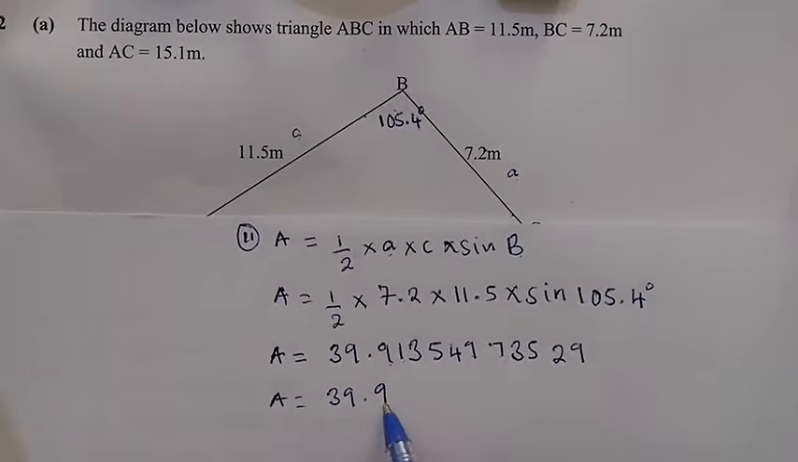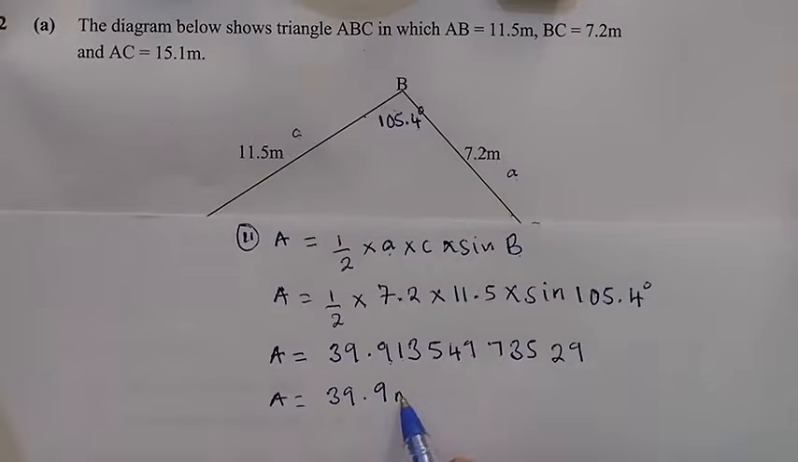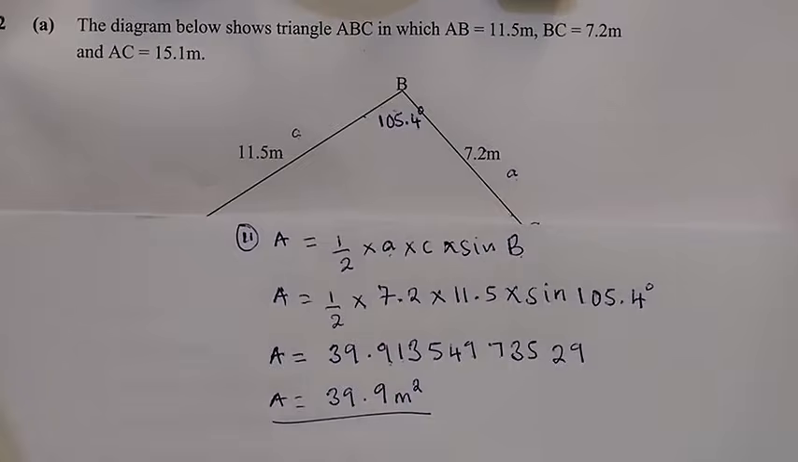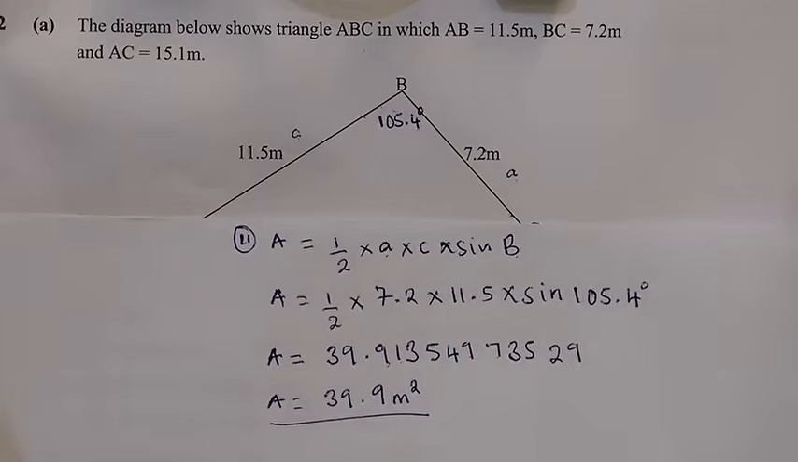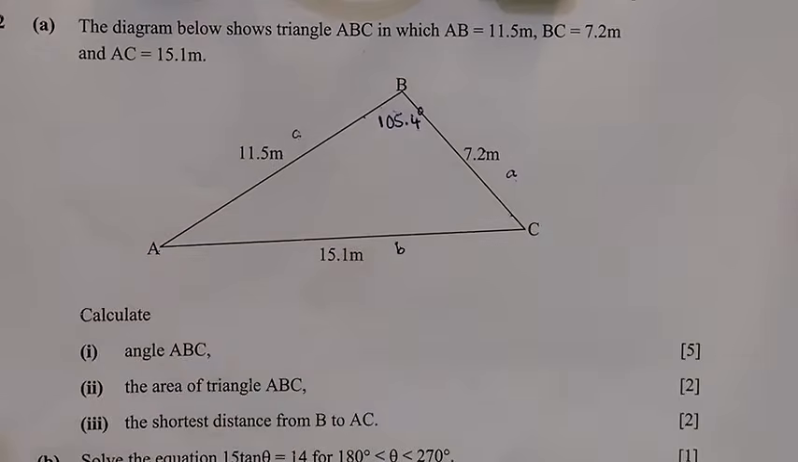So 39.9. The units are meters, so meters square. So this is our area there. Okay, so this is our answer. So now we can move on. We look at our next question. So here is our question 3. Calculate the shortest distance from B to AC.